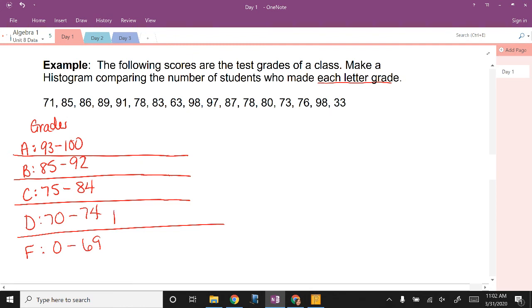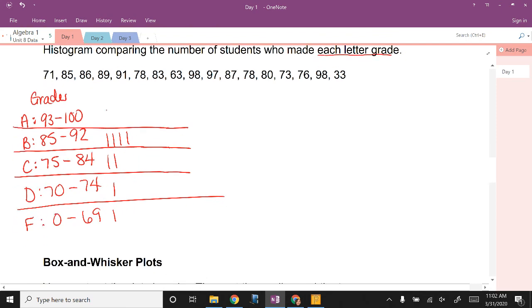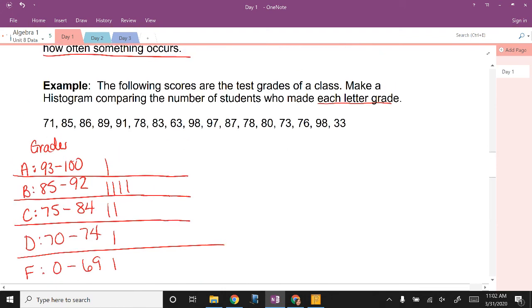71 is a D, 85 is a B, 86 is a B, 89 is a B, 91 is a B, 78 is a C, 83 is a C, 63 is an F, 98 is an A, 97 is an A, 87 is a B, 78 is a C, 80 is a C, 73 is a D, 76 is a C. I think that's one I skipped somewhere in there. 98 is an A, 33 is a C.